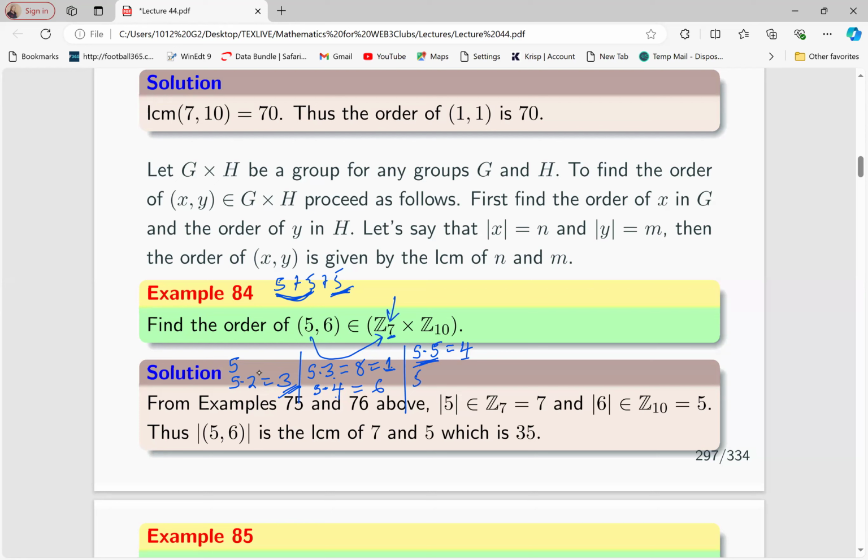And then 5 6 times. 5 6 times will be 2, because this will be 4 plus 5, which is 9, mod 7, that is 2. 5 7 times will be 7, which is 0.